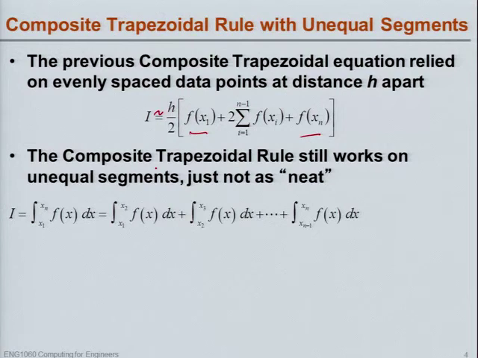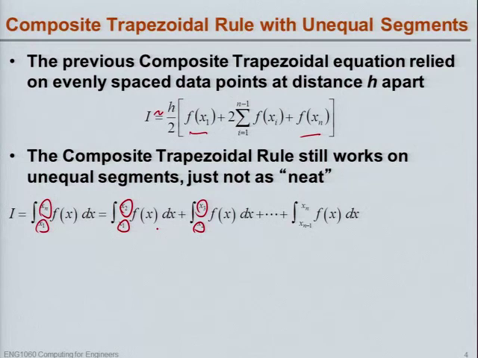Okay, the composite trapezoidal rule for unequal segments is pretty straightforward to derive. What we do is we start with the integral that we're trying to solve, which goes from x1 to xn, where n is the number of points that we've got. We split that up into n minus 1 segments, and in each one of those segments we then integrate from the left point to the right point. So x1 to x2 in the first, x2 to x3 in the second, etc., all the way across to the right. So what we've done is we just split this integral into a sum of integrals.